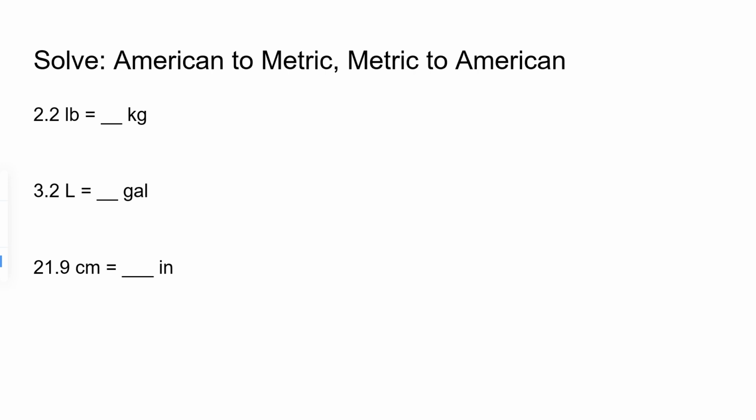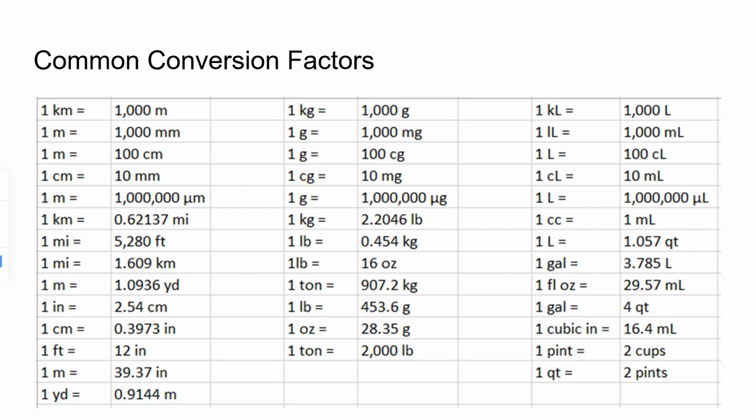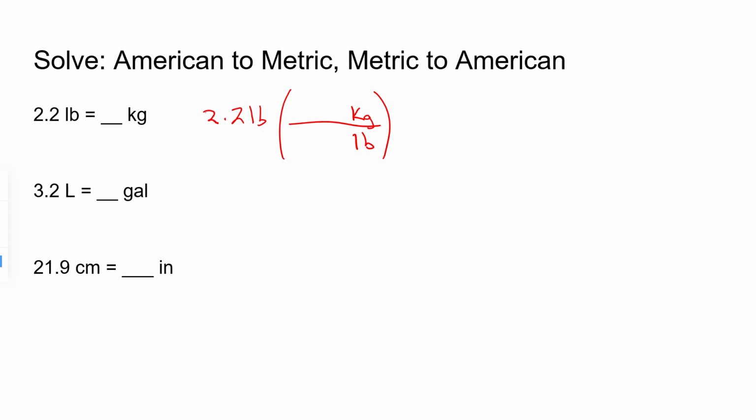Okay, so now we're going to convert between American and metric, metric to American. So 2.2 pounds is how many kilograms? 2.2 pounds goes on the bottom, kilograms on the top. Now we consult our conversion chart. 1 kilogram is 2.2046 pounds. So multiply across, divide away the bottom, we end up with 1. This conversion factor is what was provided in the problem. So 1 kilogram. Cross out the pounds, and we're ending with kilogram.